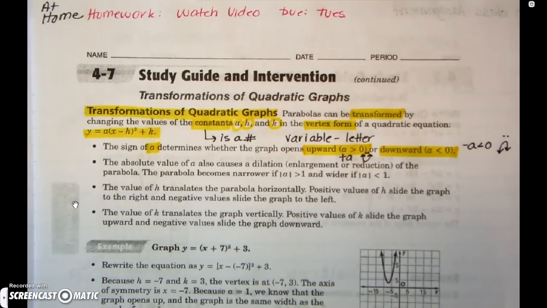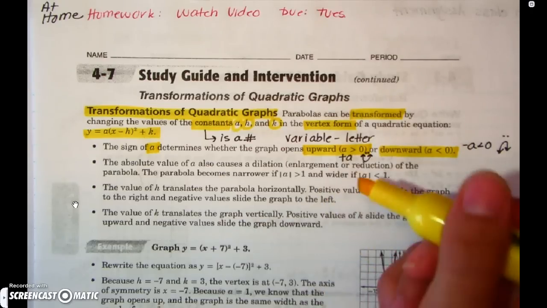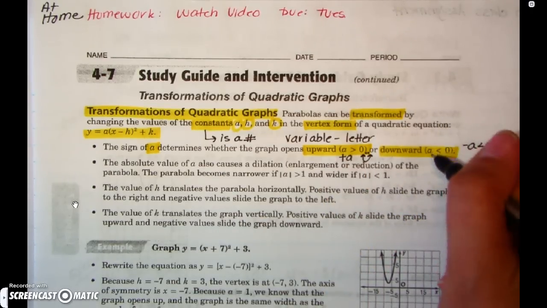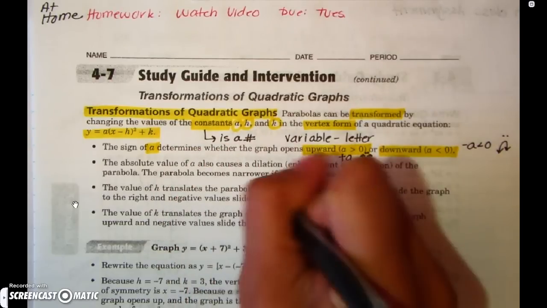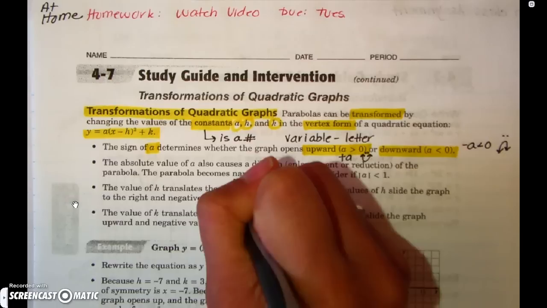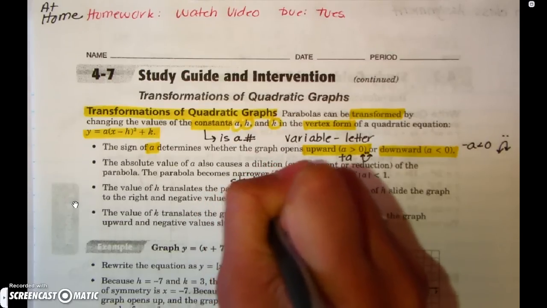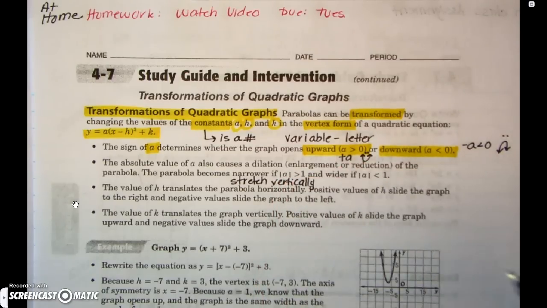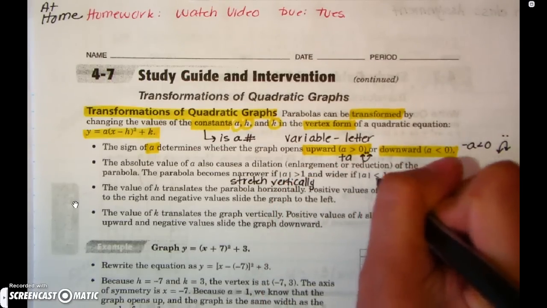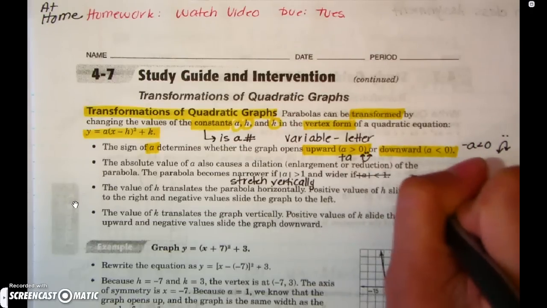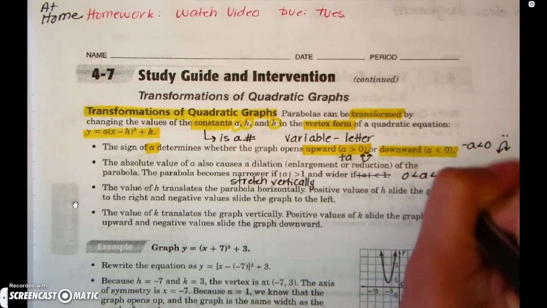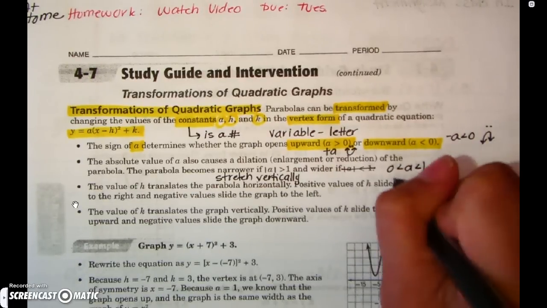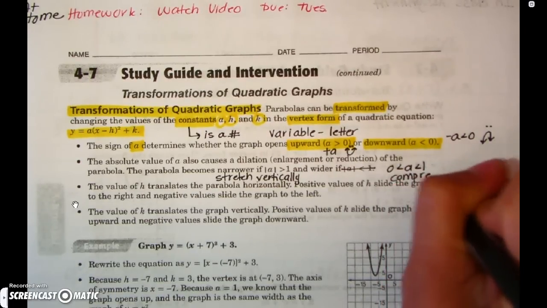The absolute value of a causes the dilation. We called it today either stretch or compression. So if a is greater than 1, then it's stretched vertically, so it gets really skinny. Or if it's, and this says less than 1, it should really be if a is between 0 and 1. If a is a fraction, then you're going to compress vertically.